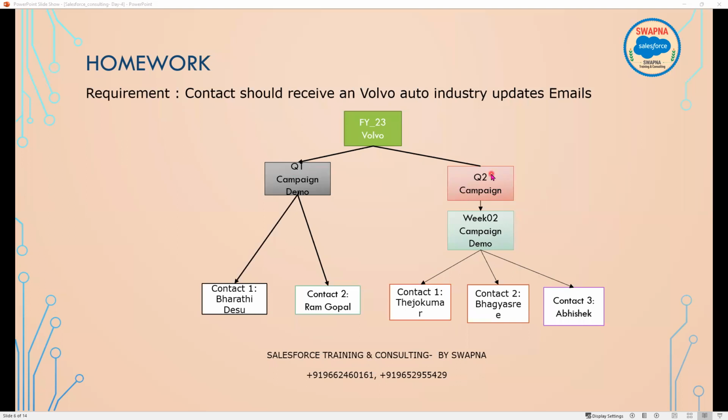And within the Q2 campaign demo, you have another child called week 2 campaign demo. For week 2 campaign demo, we have to send an email to the 3 contacts. For Q1 campaign demo, we have to send an email to 2 contacts. Take notes of it.